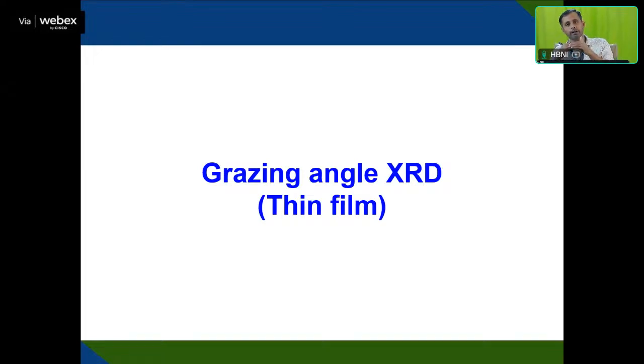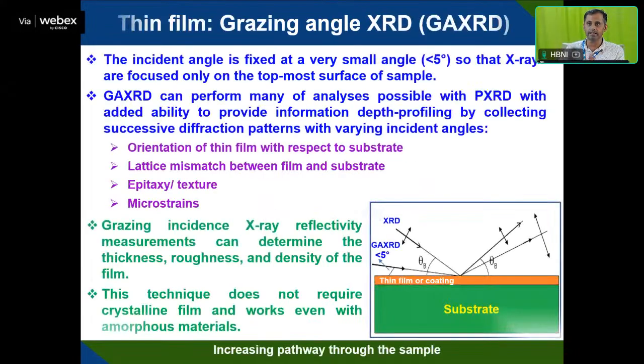If you have a thin film, it's difficult to use a single crystal, and this much information you cannot get using the powder X-ray diffraction technique. So for that case, you have to go for grazing angle XRD, or you can say thin film XRD, or glancing angle XRD, where theta is very, very low, 1 to 10 degrees.